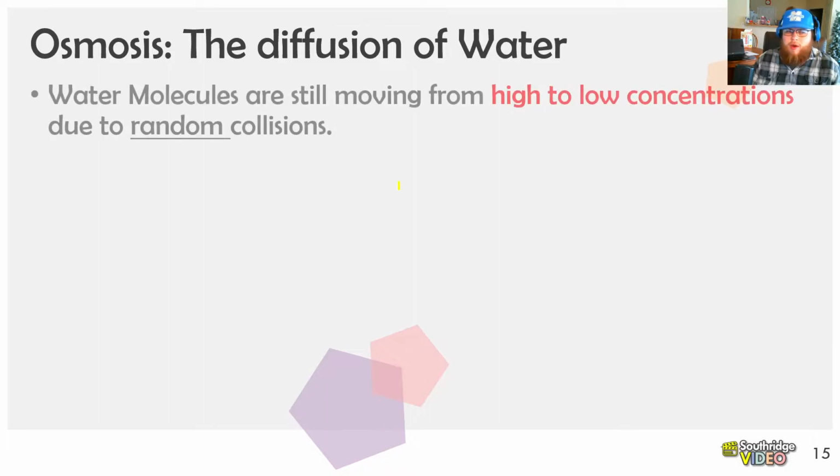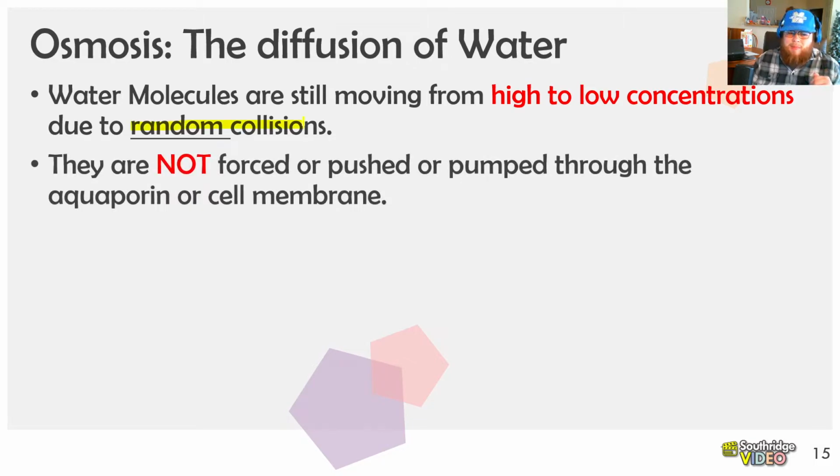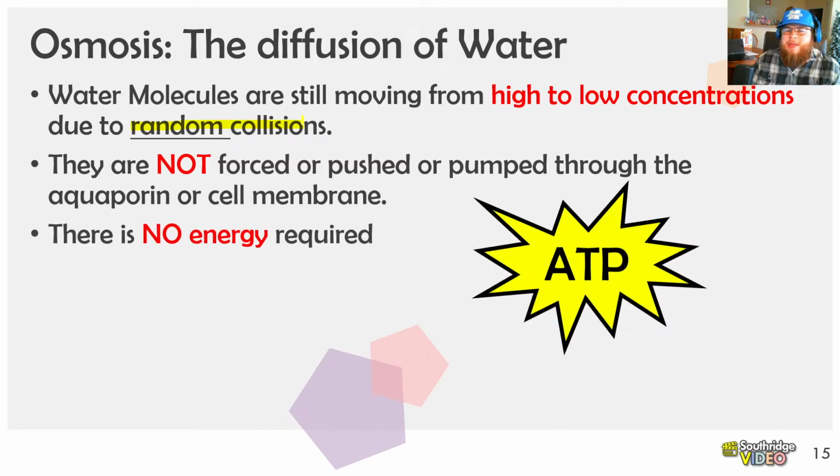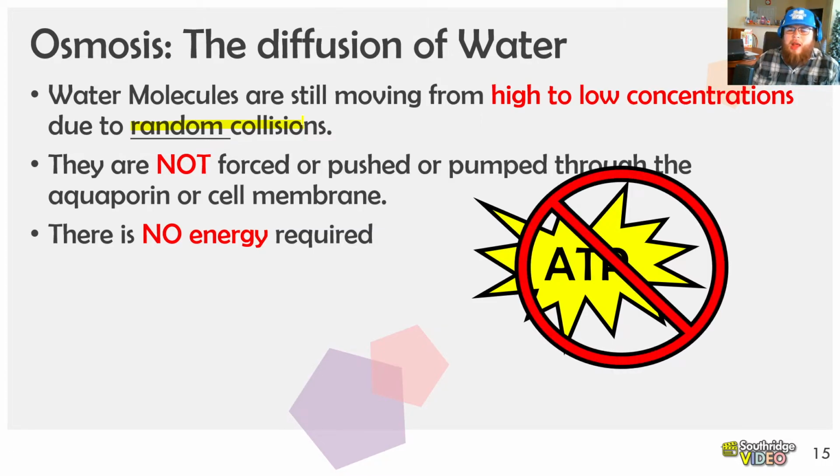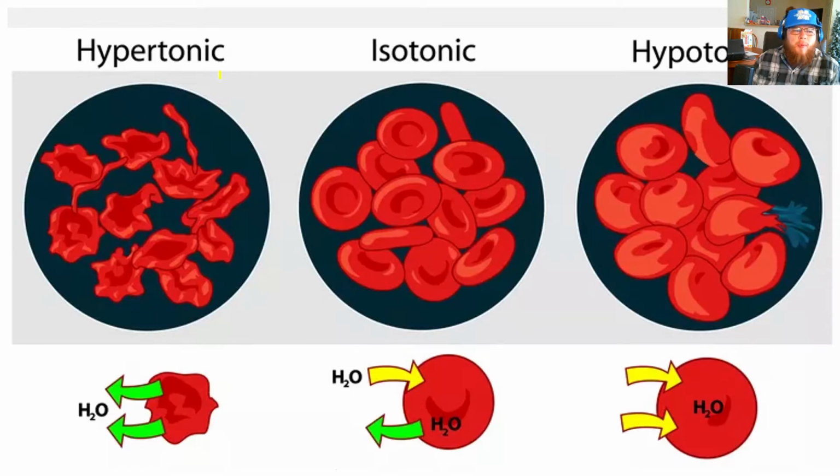Osmosis is the diffusion of water, where water molecules are still moving from a high concentration to low concentration through random collisions. Again, they are not being pushed, and there's no energy required, no ATP, but the water molecules are still able to move through the membrane. In a moment, you guys will learn about hypertonic, isotonic, and hypotonic, about how the cells can start to shrivel or grow because of what we talked about.